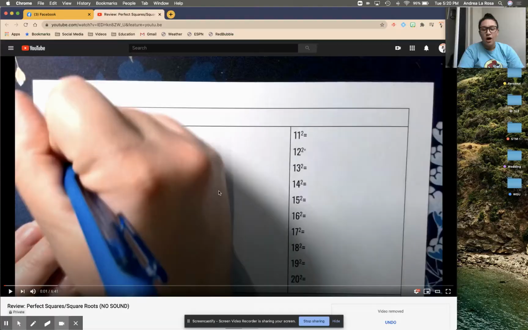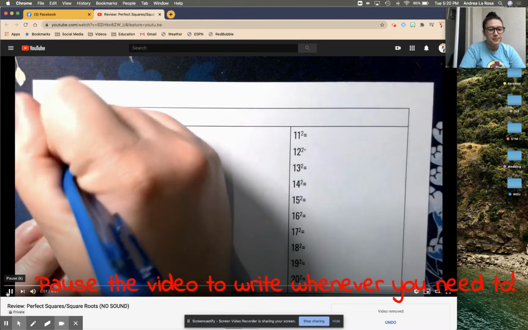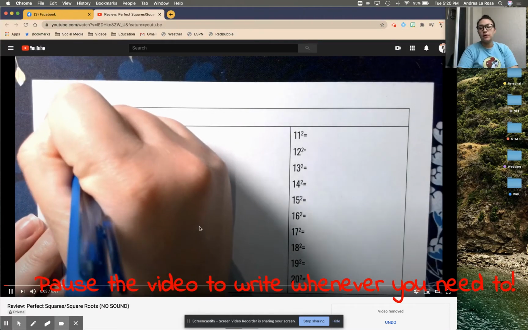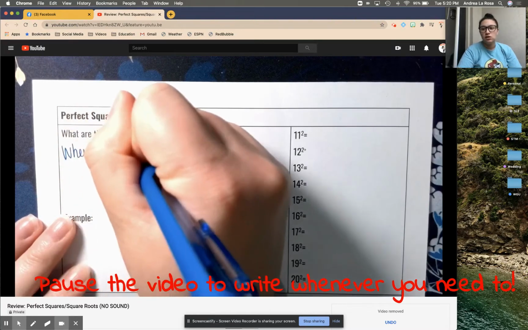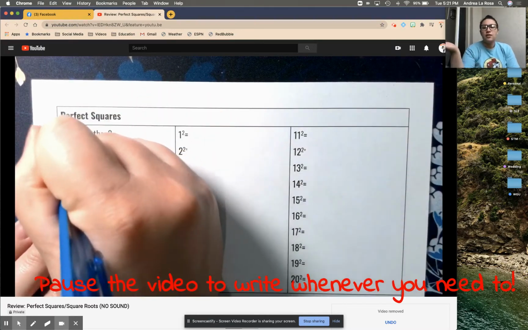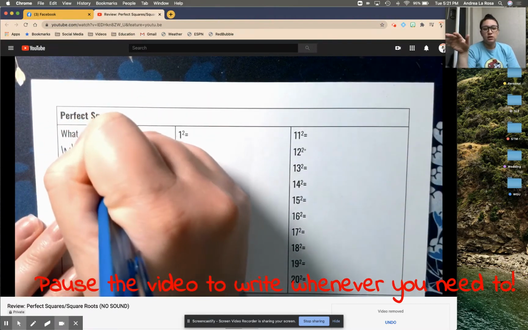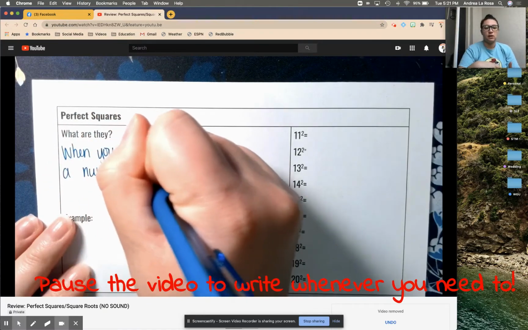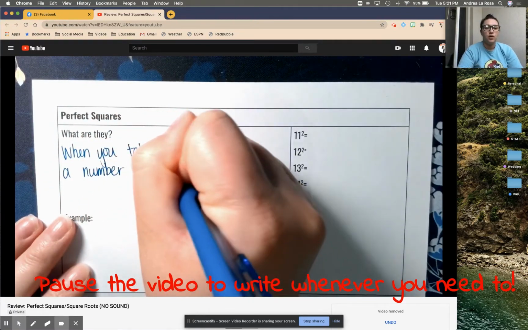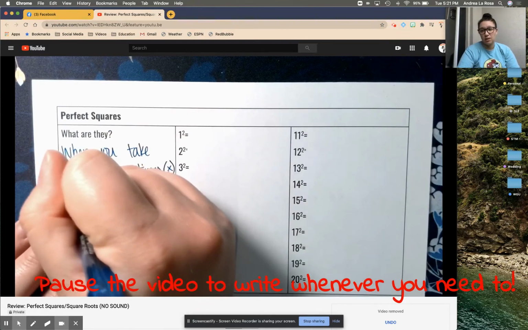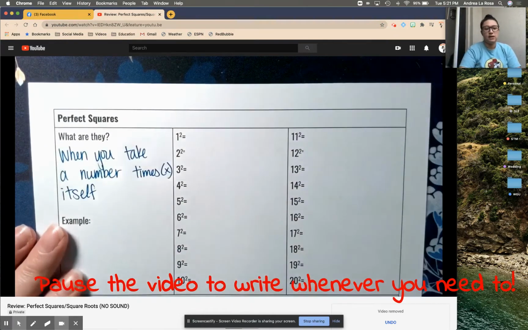But let's get into the first set of notes. Alrighty, so here are the notes. So again, we're just reviewing perfect squares and square roots. So first off, what are square roots? They are when you take a number and you square it, or you take it times itself. So we're writing out, it's when you take a number times or multiply it by itself.